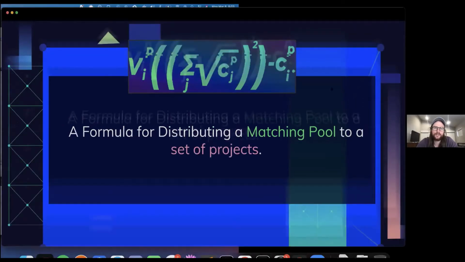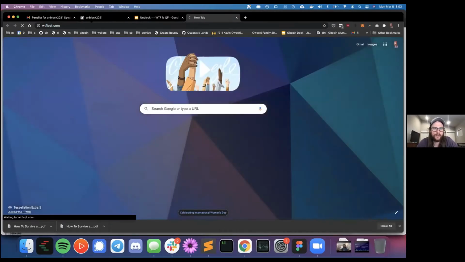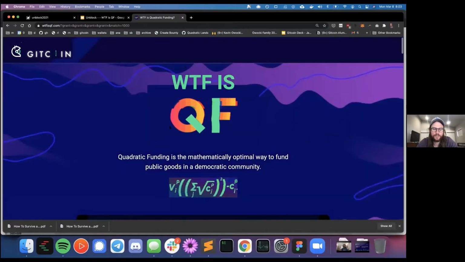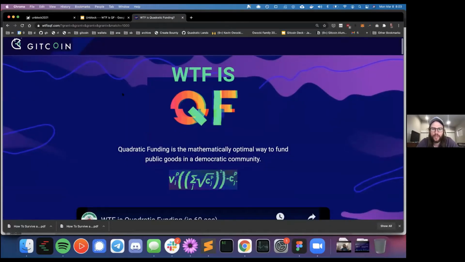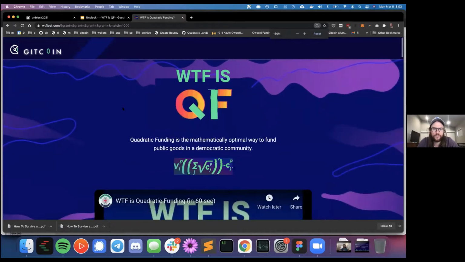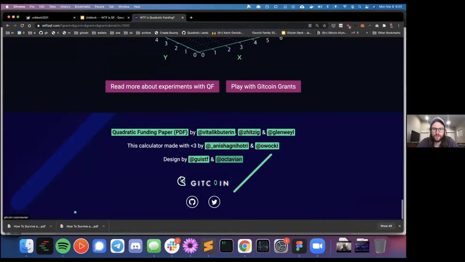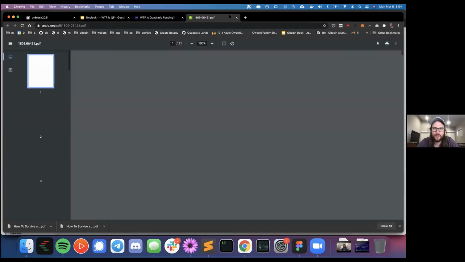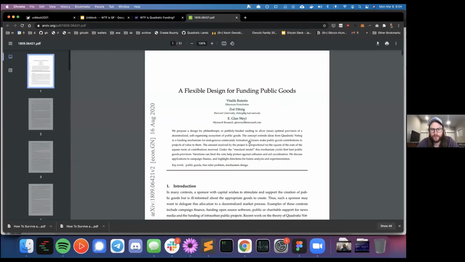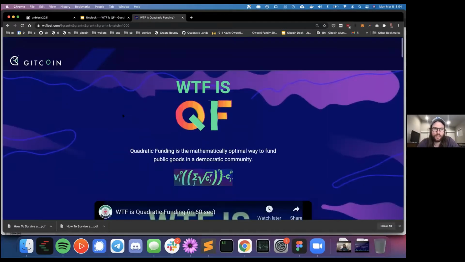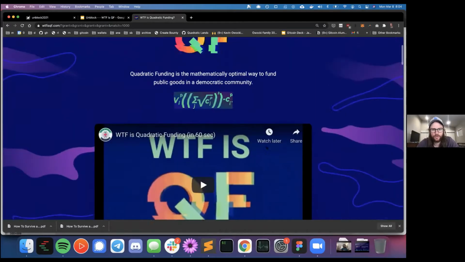The way quadratic funding works, I'm going to break out of my presentation here. I'm going to show you a calculator that the Gitcoin team has built along with some of our friends in the community, called WTFisQF.com. This is our landing page, where if we want to explain quadratic funding to someone and we don't want to make them read the 30-page economic paper, we can explain it to them really quick. And by the way, you should read the quadratic funding paper. It's really amazing work, but I'll explain very briefly how it works right here.